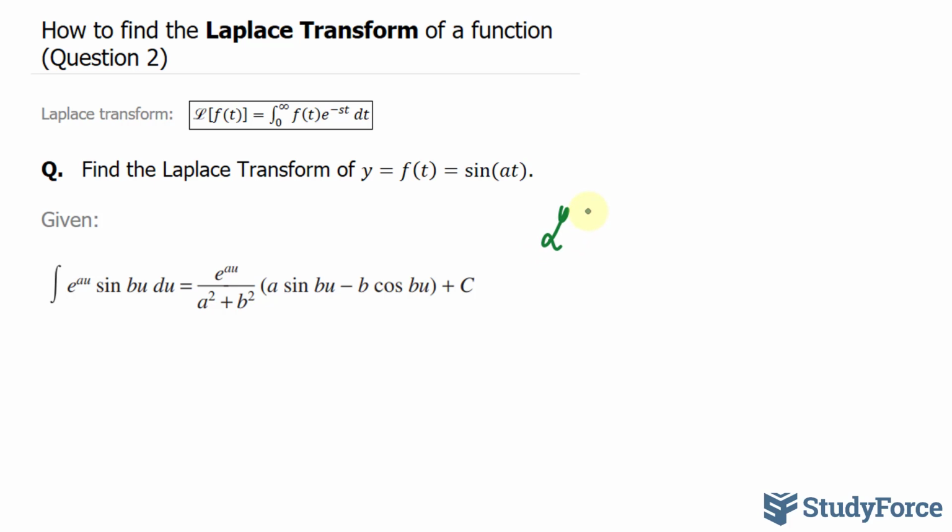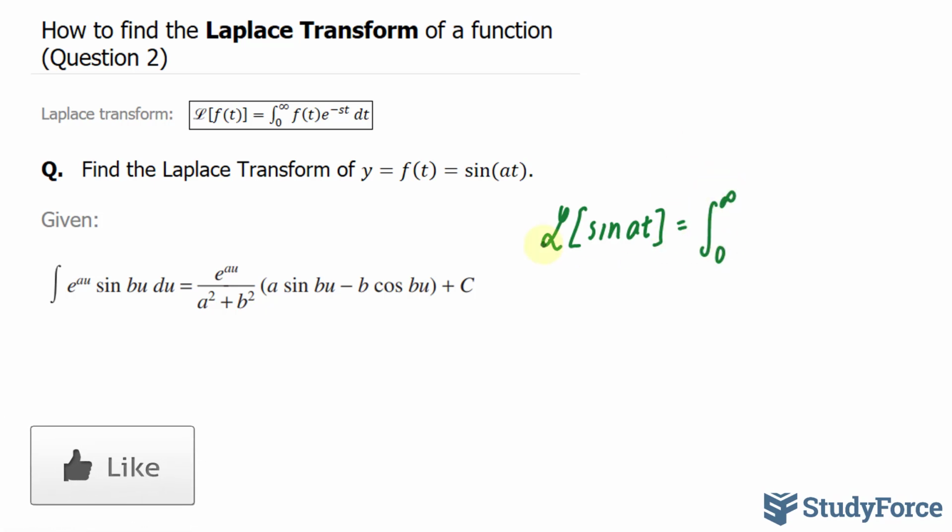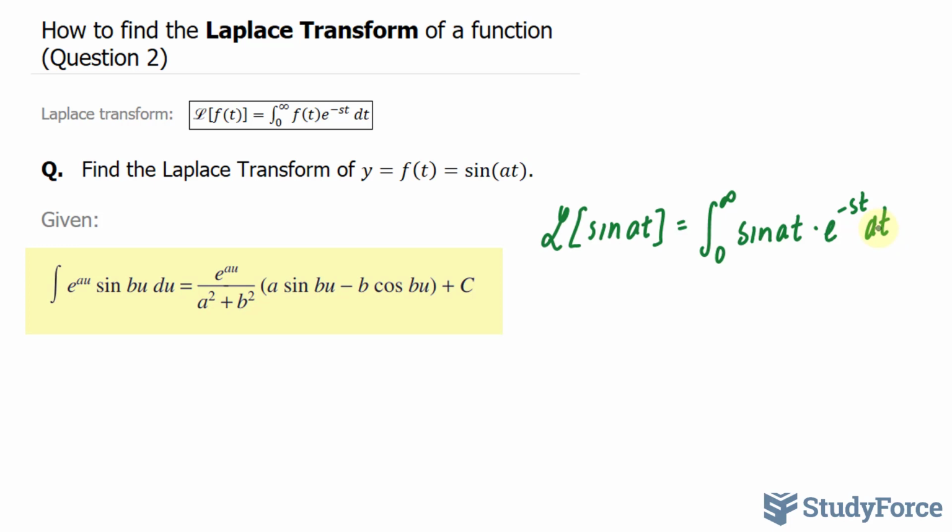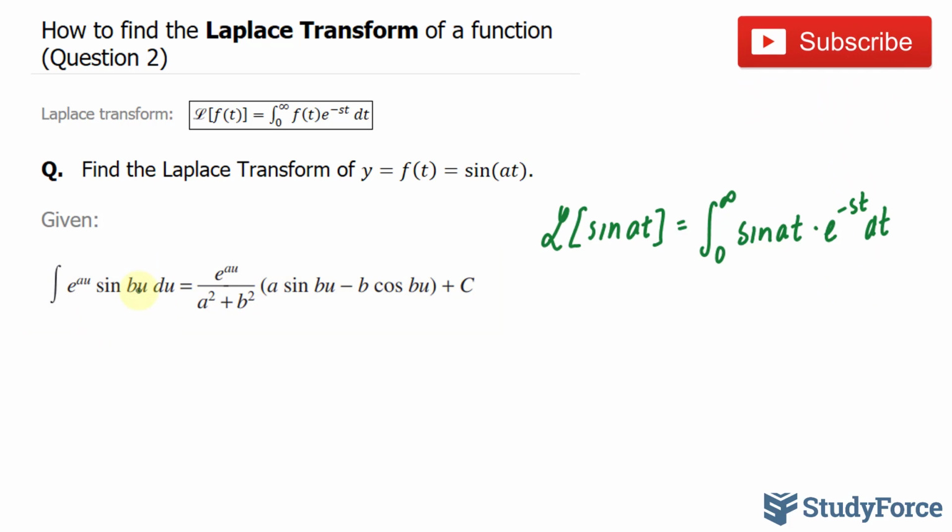Laplace transform of our function, which is sine at, is equal to the integral between 0 and infinity for our function sine at times e to the power of negative st dt. What's been provided for us is the following integral, and if this wasn't provided for us, this would be a very complicated function to integrate. So luckily it has been provided, and the only difference is that ours is negative st, and this is in terms of au and bu. That's not a big problem. In fact, if we follow the following, we should end up with the answer quite easily.